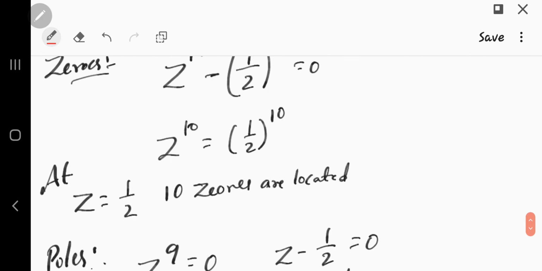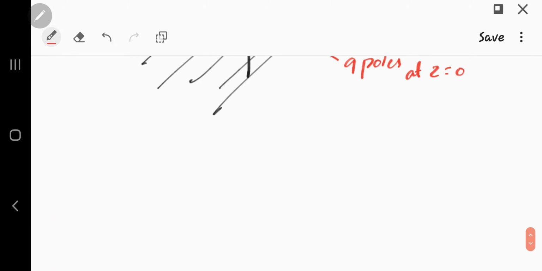Okay, so I hope you have understood this method of locating ROC, poles and zeros. In the next video we'll take the properties of Z transform and we take some examples on those properties.